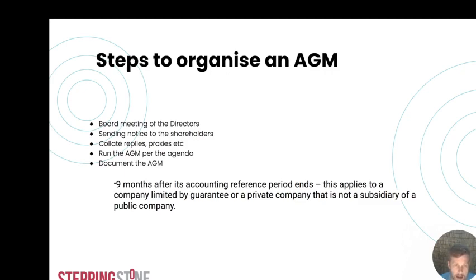When the AGM has to happen, we've got there at the bottom. For a simple private company, it is 9 months after its accounting reference period ends. So if your audited accounts run to the end of December, then you have to do this by the end of September, 9 months on. Simple as that. That's assuming it's not a subsidiary of a public company.